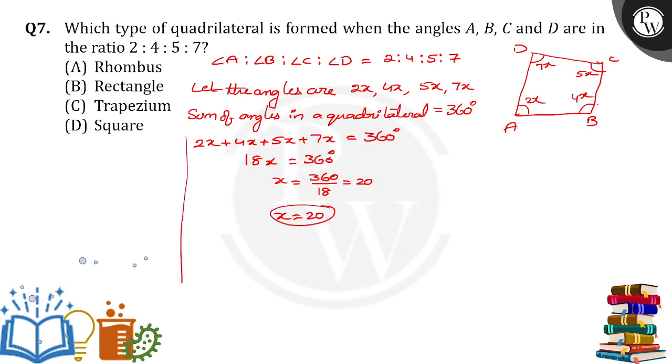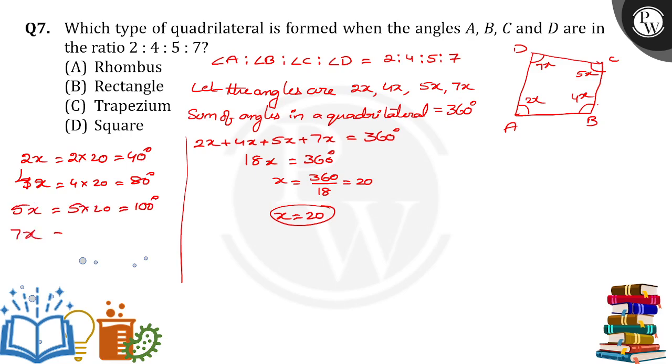Now first of all find out the angles. So 2x means 2 into 20, we will get 40 degrees. Then 4x means 4 into 20, we will get 80, then 5x means 5 into 20, 100, and then 7x is equal to 7 into 20, we will get 140 degrees. So these are the four different angles we got.